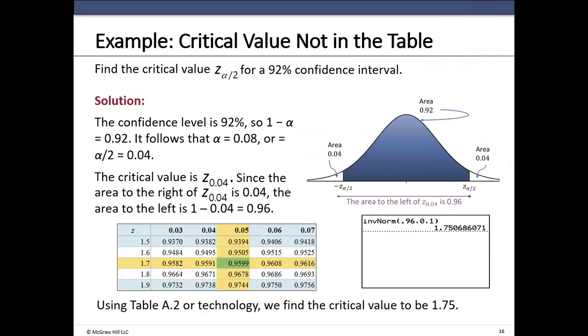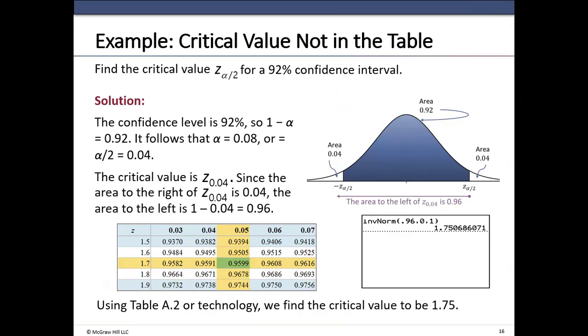Here the confidence level is 92%. So the area in the two tails is 1 minus 0.92, which is 0.08. That's two tails. Divide that by 2. The area in each tail is 0.04. Then second VARS, 3. The area in each tail is 0.04. And you go down to Paste, hit enter and enter. And the critical value is 1.7506, as shown over here.